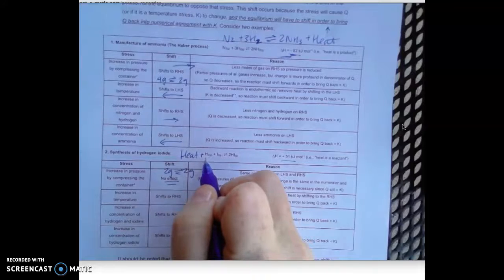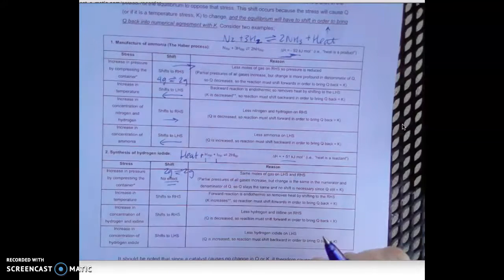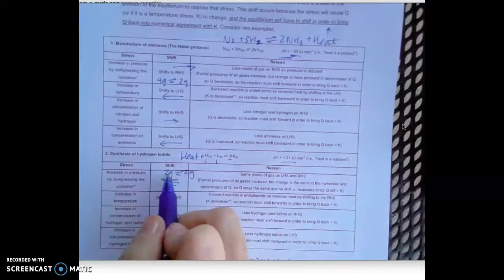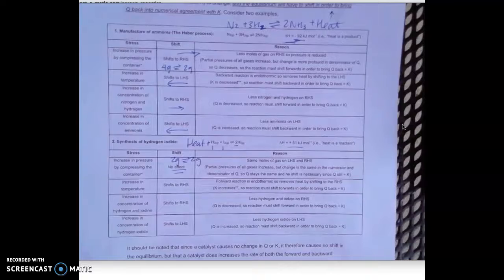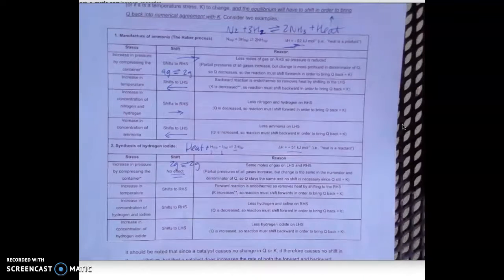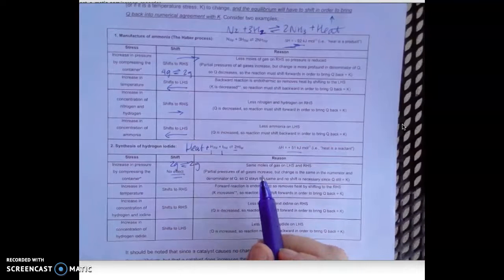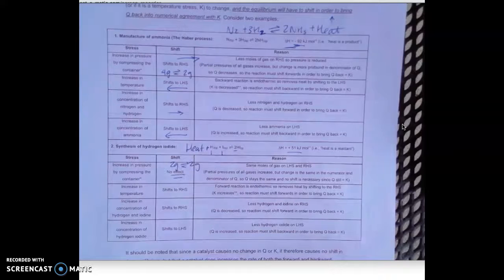So I've got 1 mole of hydrogen plus 1 mole of iodine on the left, and then 2 moles of hydrogen iodide on the right. So 2 moles of gas to 2 moles of gas. There's no change in moles of gas on both sides of the reaction. And so neither side would be favored. It would have no effect.